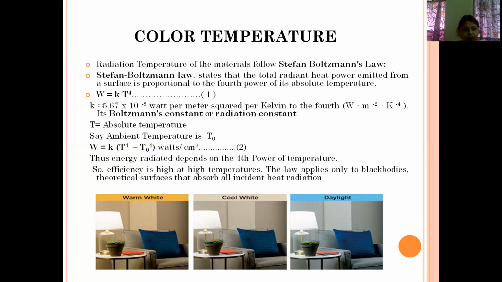And from this we can get W equal to K into (T to the power 4 minus T0 to the power 4) watts per centimeter square.